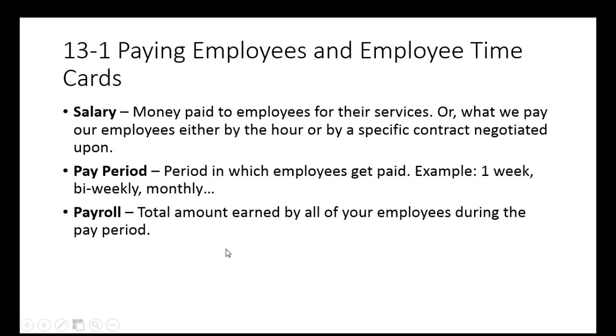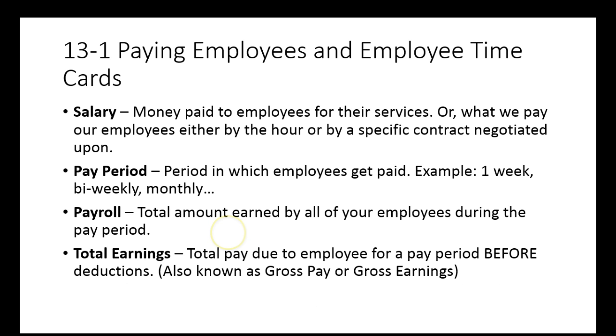Third term here is payroll, and that's the total amount earned by all of your employees. Every single employee. Your payroll might be $20,000, $50,000, $100,000, even $1 million. That's a total of what your employees have earned during a pay period, pay period being a week, 2 weeks, month. Total earnings is the total amount we owe to each individual employee.